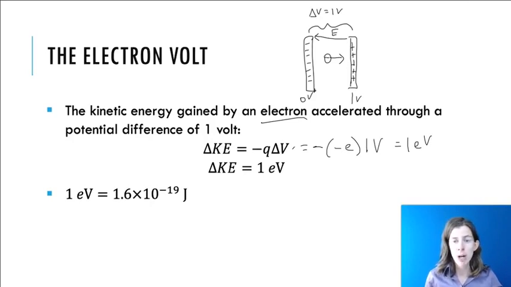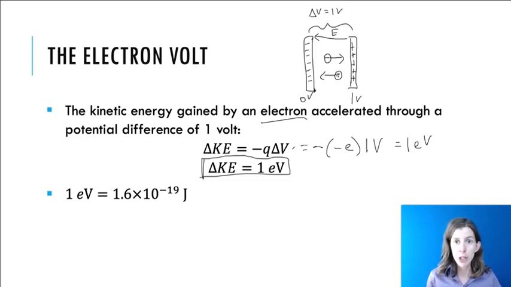You could do it for a proton as well. The difference with a proton would be that the proton would move to the left, towards a lower potential. So the charge would be positive, but the potential difference would be negative, and it would still be 1 eV of energy for a proton. So that's really the most important thing to understand: the electron volt is a unit for energy. It tells us the amount of energy that your electron or proton gains when accelerated through 1 volt.